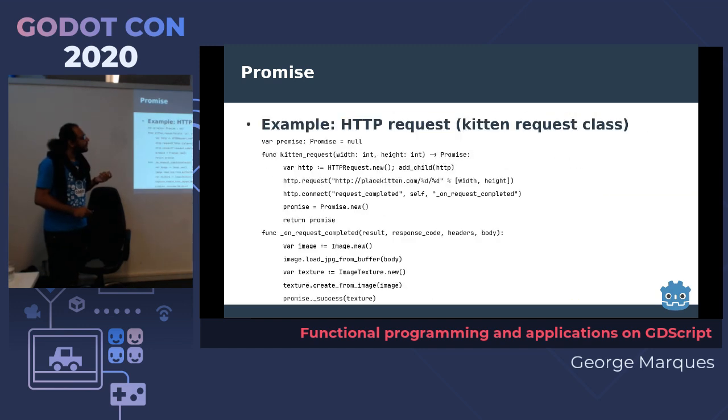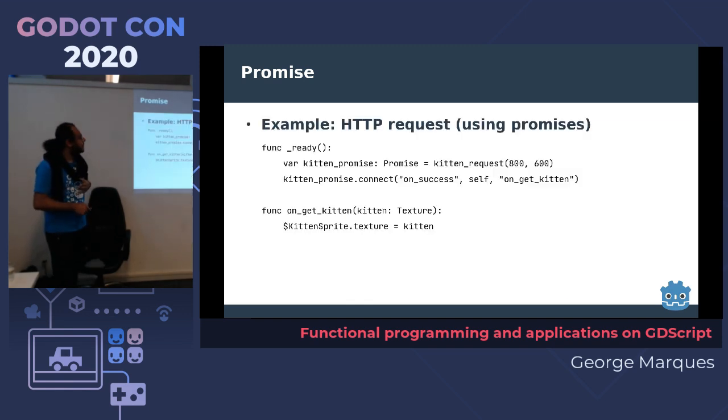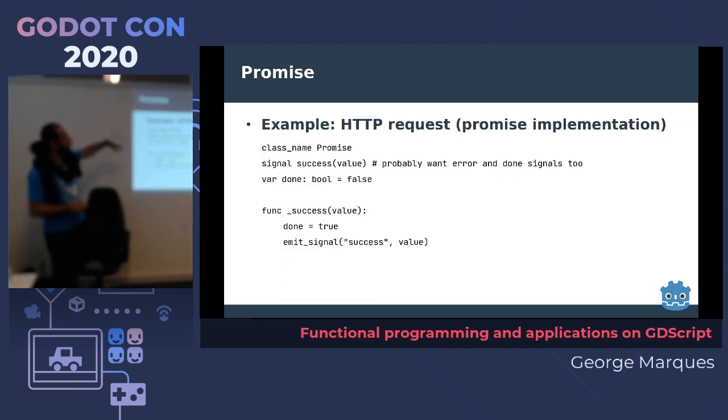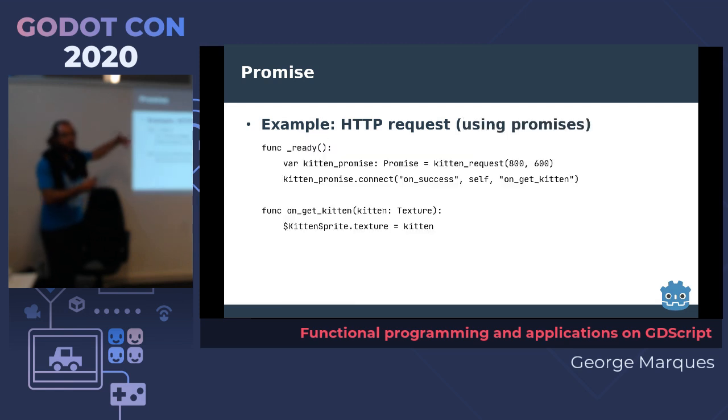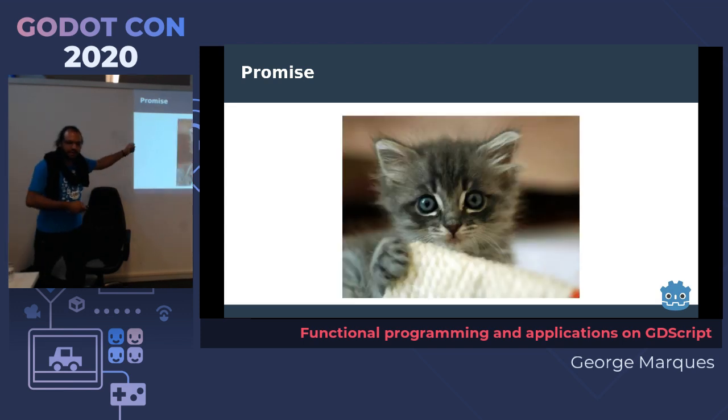The other code is a bit complicated. So you kind of get the kitten back, essentially. You can see that this is super complicated to do, but the actual use can get very simple. It's really easy to make this happen, and then you get a cute kitten back.